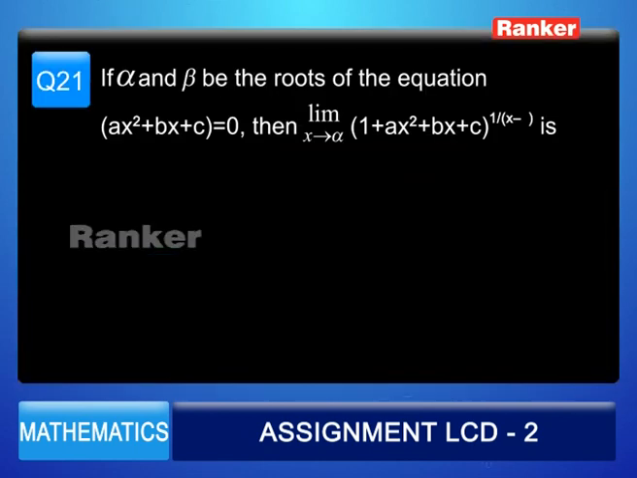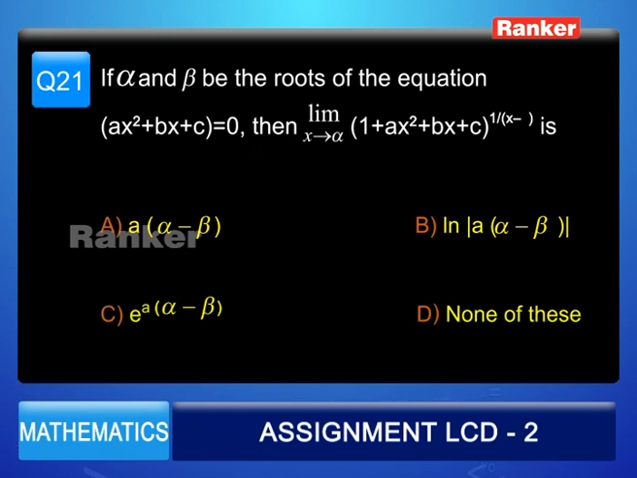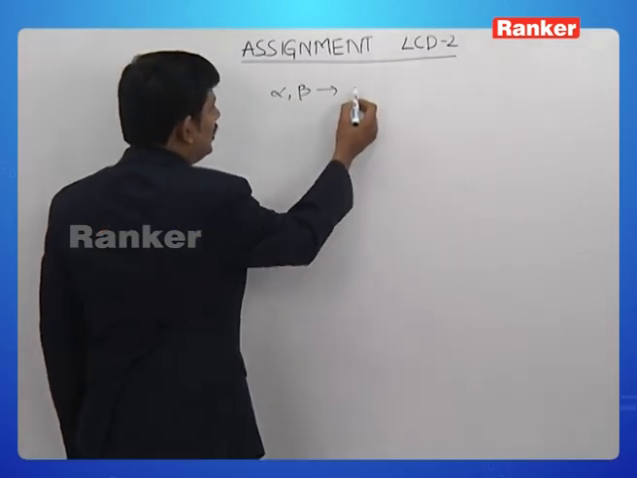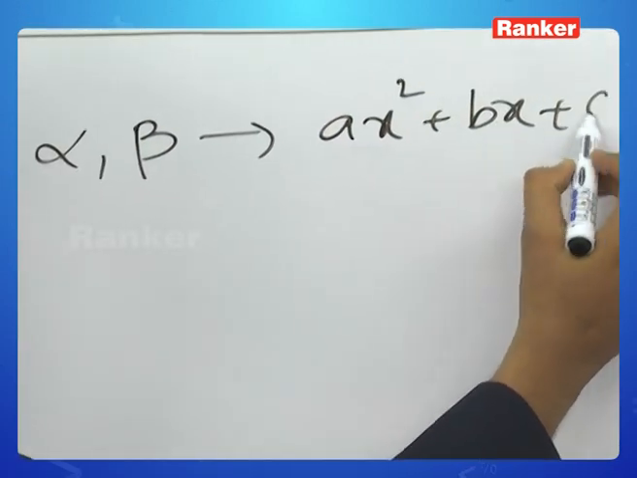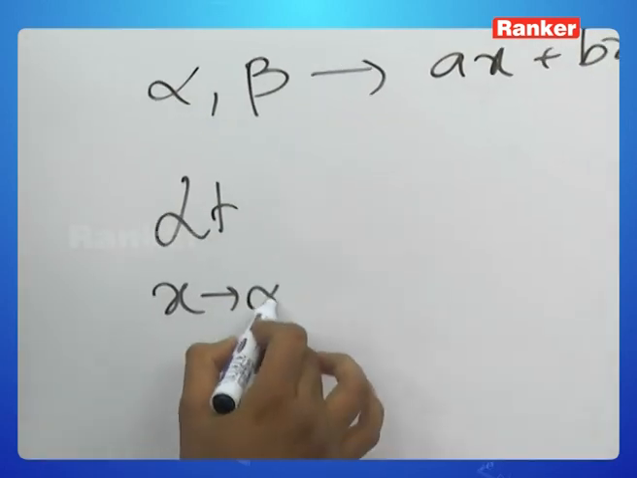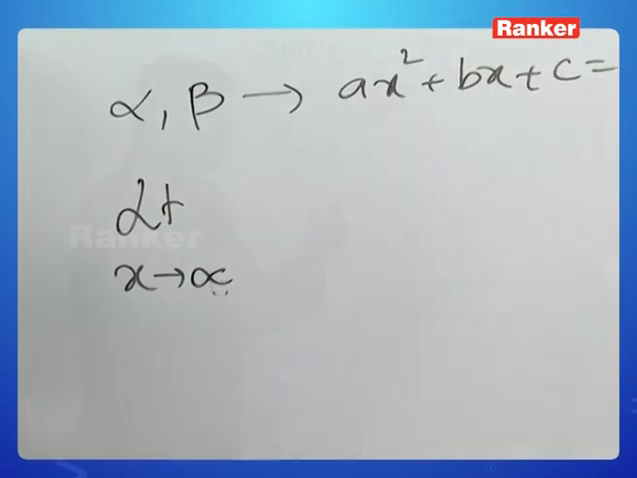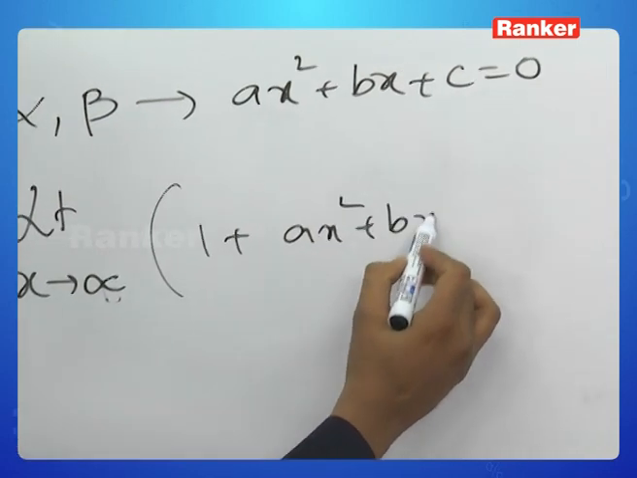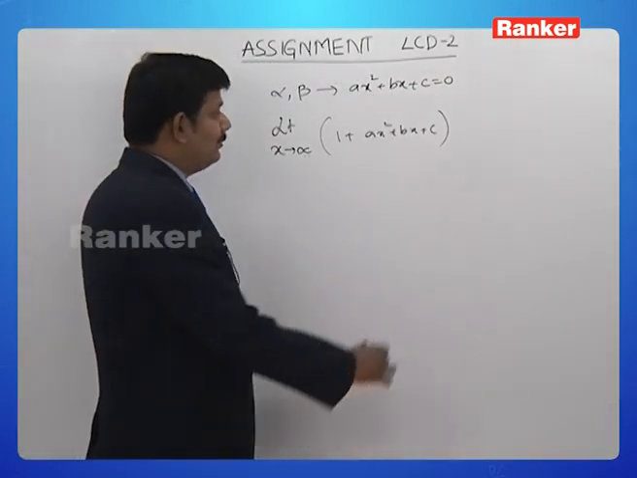Next question. If alpha and beta are the roots of the equation ax square plus bx plus c equal to 0, then find the limit as x tends to alpha of (1 plus ax square plus bx plus c) whole to the power 1 by x minus alpha. Alpha and beta are given to be roots of ax square plus bx plus c equal to 0, and we are asked to evaluate this limit as x tends to alpha.